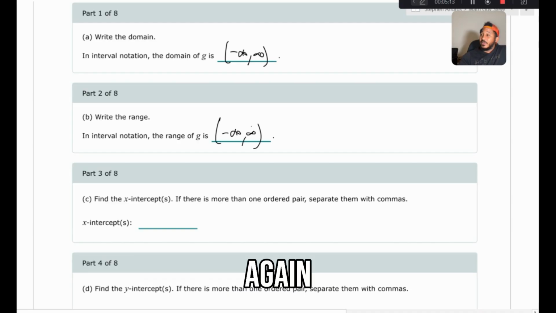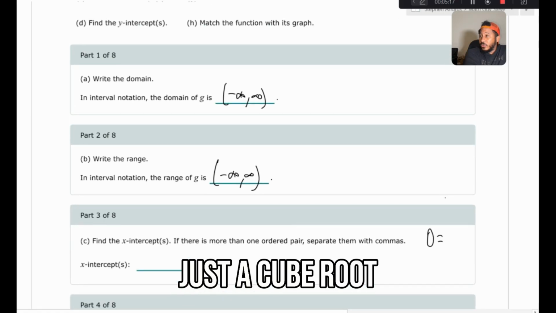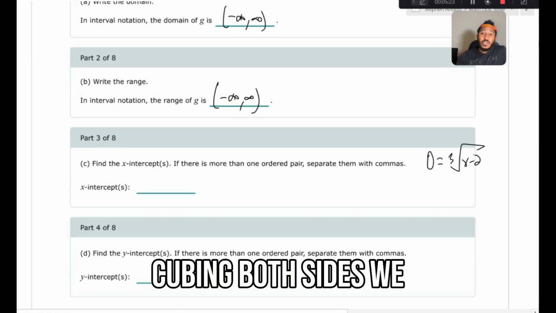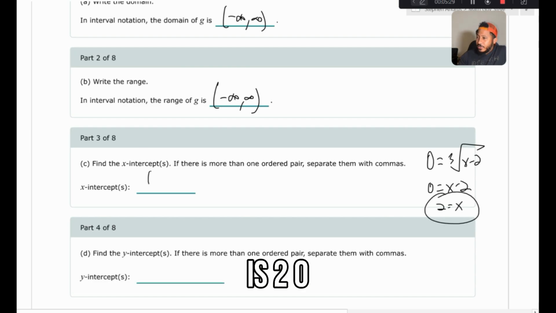What's the x-intercept? Again, how do you find the x-intercept? Set the function equal to 0. So 0 equals the cube root of x minus 2. Cubing both sides, we get 0 equals x minus 2, so x equals 2. And so our x-intercept is (2, 0).